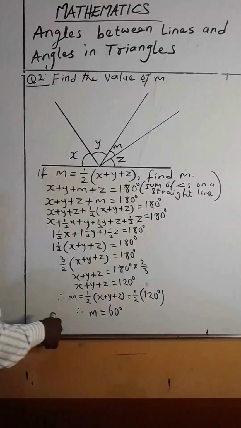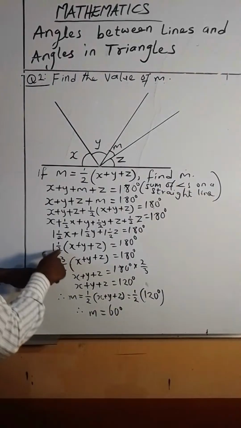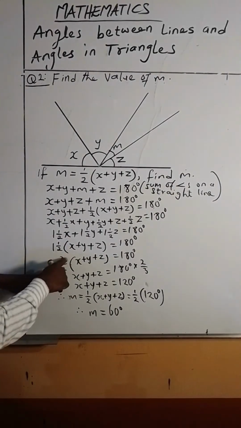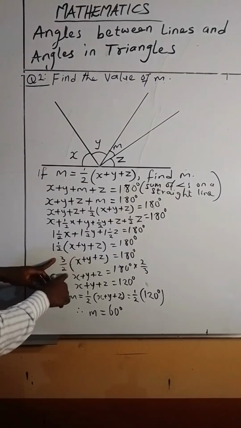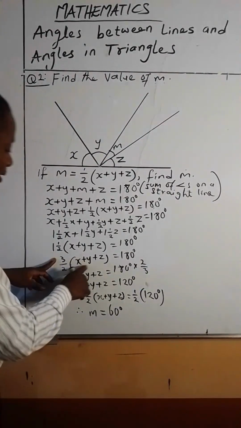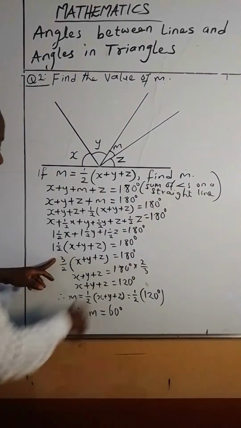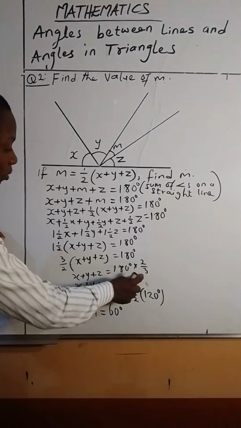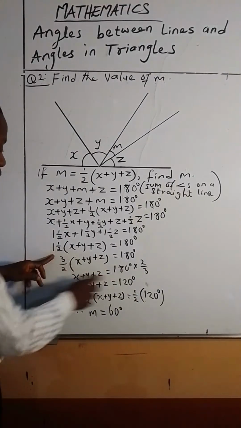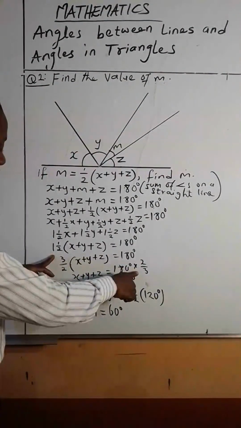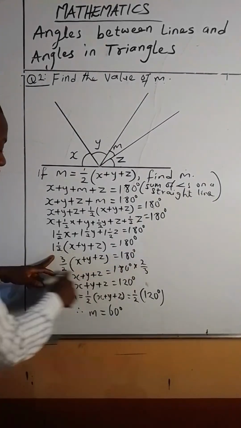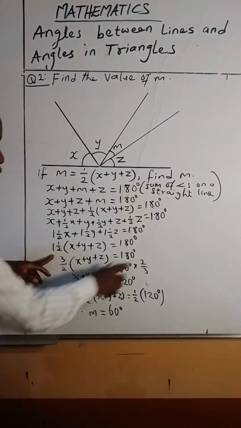All right. Then the next phase is for us to transform this. If you transform this, it becomes 3/2. Then this x plus y plus z equals 180 degrees. Then we can divide by 3/2. To divide by a number means to multiply by the inverse of the number. So you can see the inverse of 3/2 is 2/3.